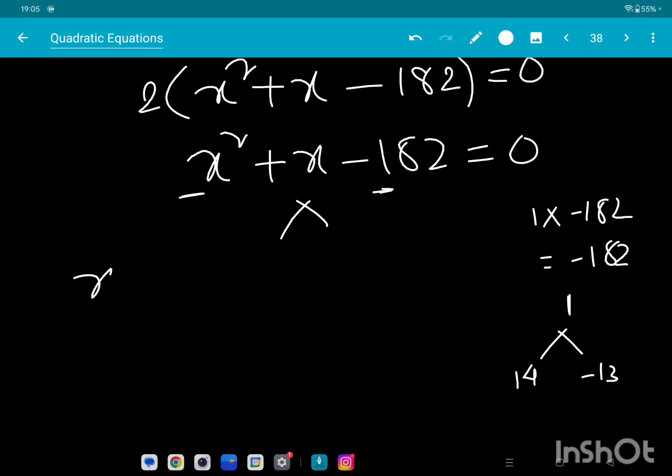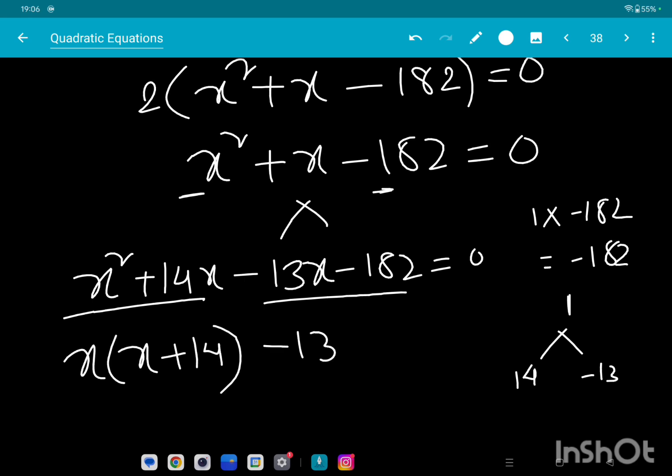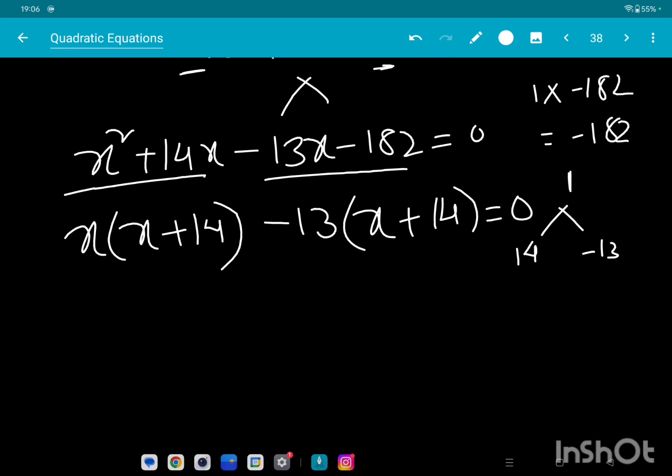So I will write it as x square plus 14x minus 13x minus 182 is equal to 0. These two will be one term and these two will be one term. If I take x as common, then x plus 14 will be the remaining terms. And if I take minus 13 as common, then also the same, x plus 14 will be the remaining terms. And this is one term, this is one term.